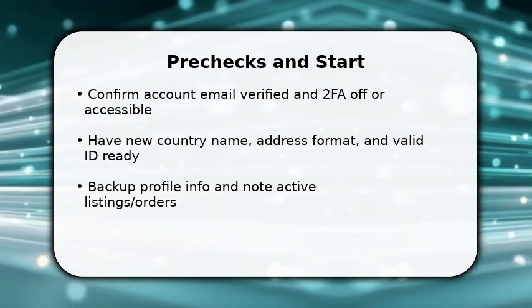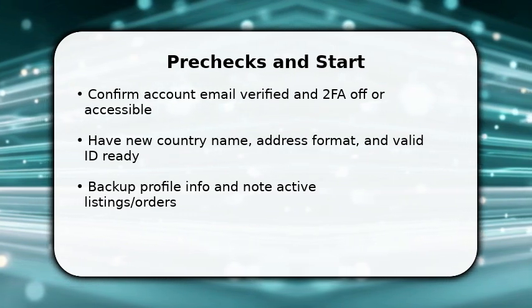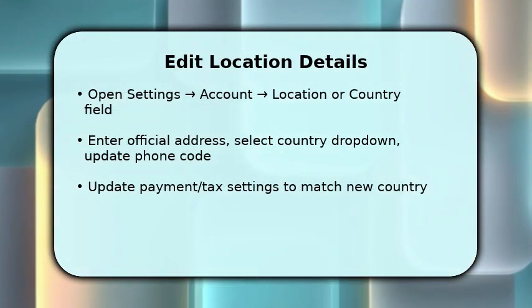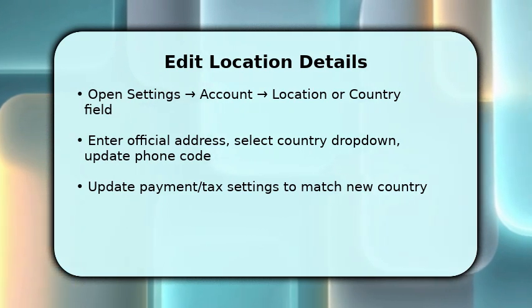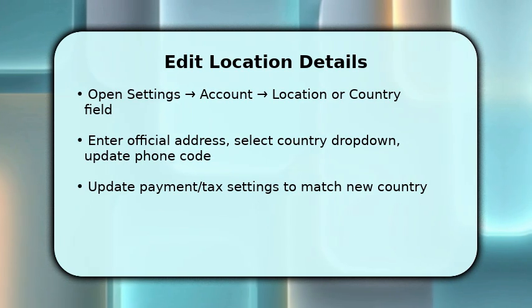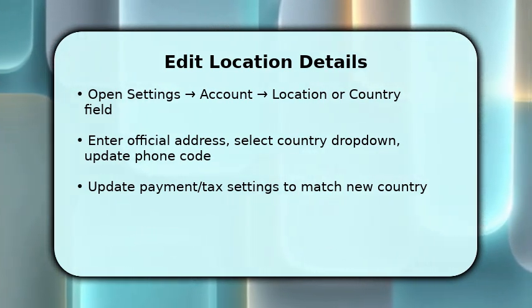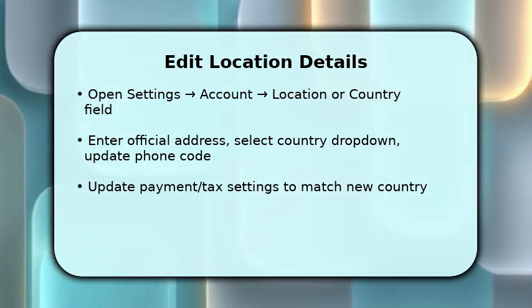Now navigate to your Sproutgigs profile settings and open the location or account region section to start the change process. You now perform the detailed edits inside account settings. Go to Settings, then Account, and open the location or country field. Carefully enter the official address format required by the new country, select the appropriate country from the drop-down, and update your phone country code if asked.